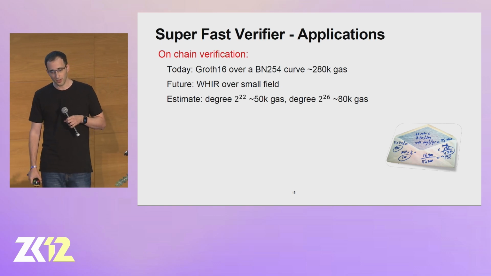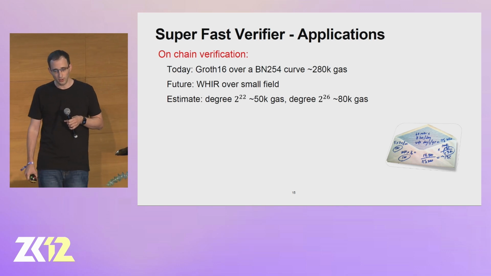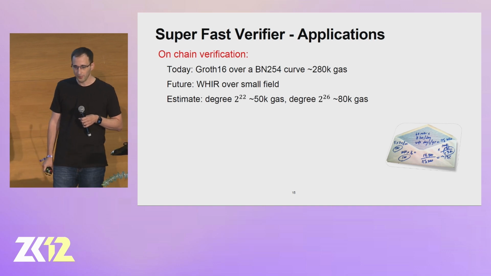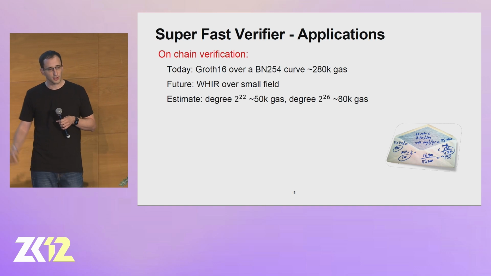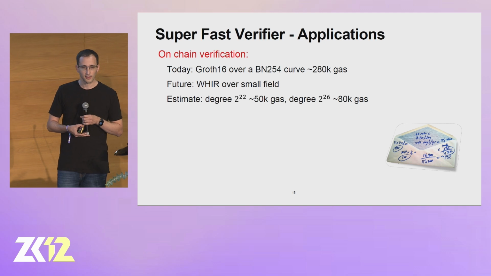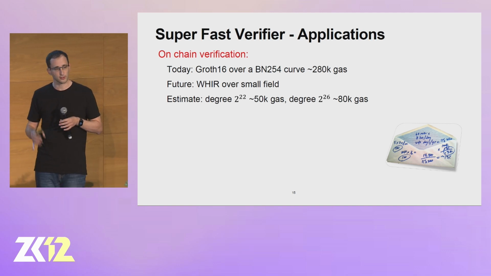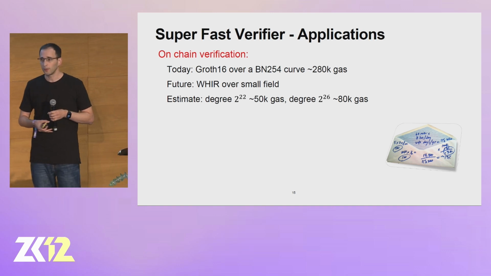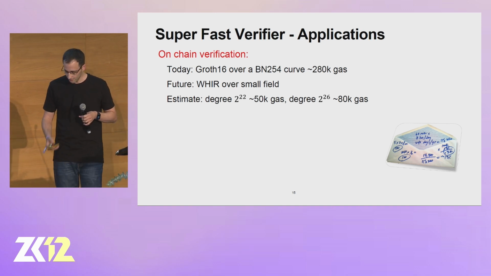280K gas, okay? Possibly, one future is where we use WHIR to verify this stuff over smaller fields. And some estimates that we did said if you take a degree 2 to the 22, you're going to get roughly 50K gas, okay? And even if you go up to degree 2 to the 26, this should be 80K gas. Okay, so this could be a big improvement in the gas cost of verifying proofs.